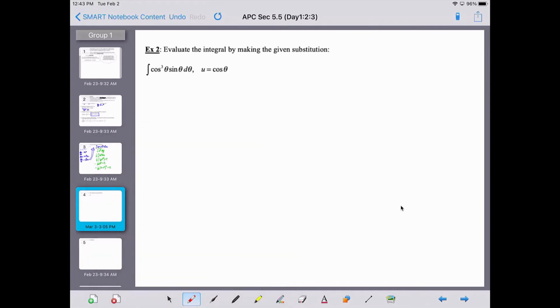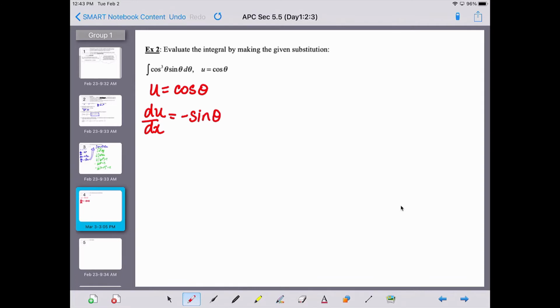Example 2 says evaluate the integral by making the given substitution. Again, in this case, we are told what u should be equal to. So if u is equal to cosine theta, then du dx, the derivative of u with respect to x, the derivative of cosine is negative sine. So this is going to be equal to negative sine theta.